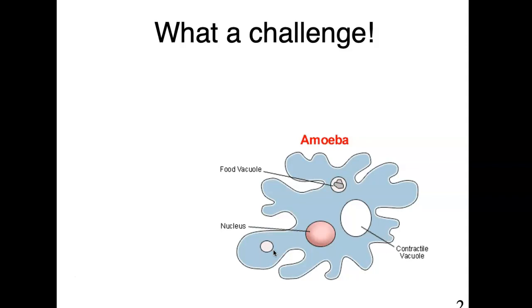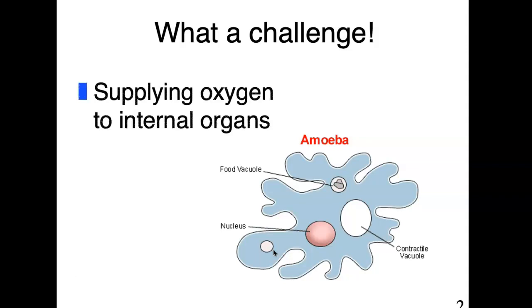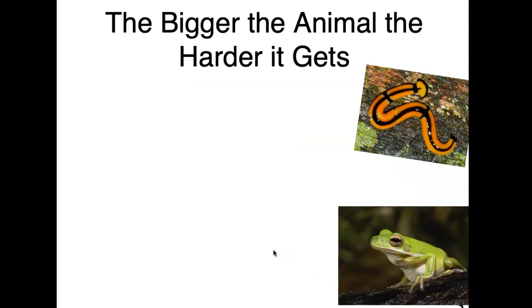the outside of the body to the inside of the body of a living thing. So if you were an amoeba, it would be pretty easy because you have this huge surface area, you have this one cell, and you would be able to supply oxygen quite easily to the internal organs. Now, the bigger the animal, the harder it gets because the distance of those cells that need oxygenation from the surface gets larger and larger. So it becomes more difficult.